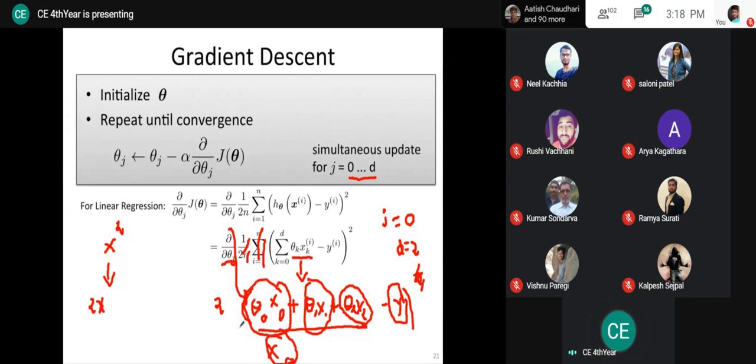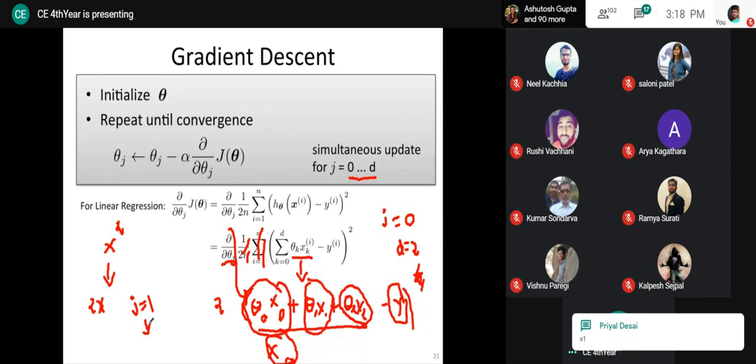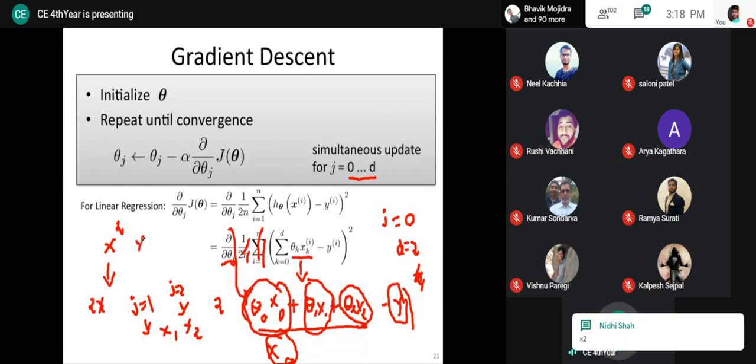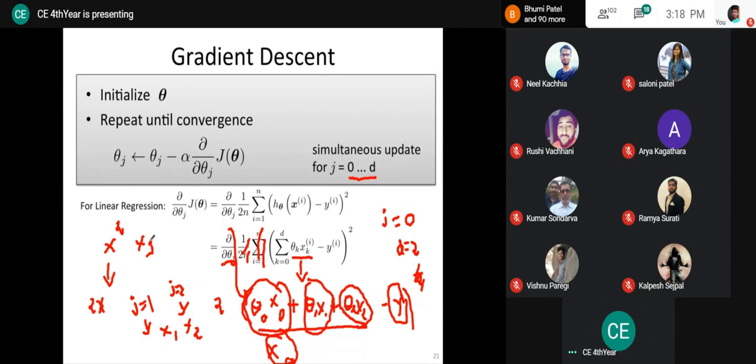Are you getting it? Now let's assume j is equal to 1. So can anyone quickly tell me what will be the final answer of this full calculation? Yes, correct. So it will be x1. Fine. I hope now you are getting the concept. Now if I write j is equal to 2, the answer will be x2. Fine. Or in general, can I say that the answer is xj for a given value of j?